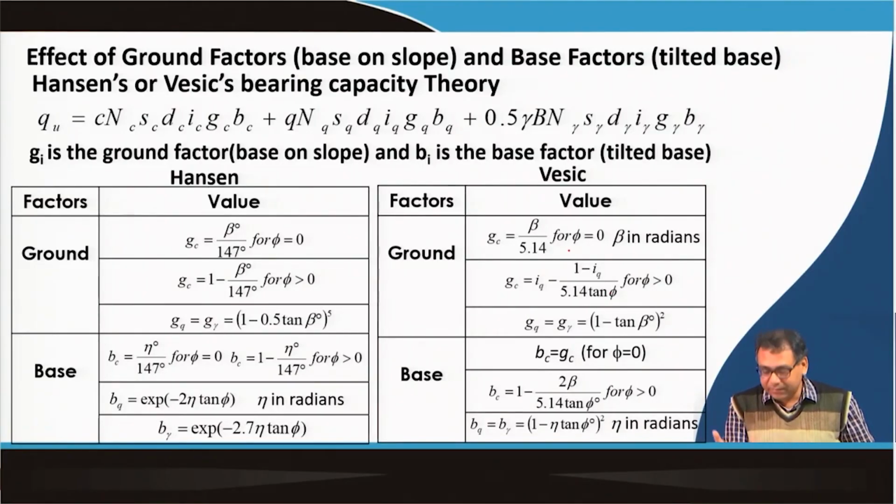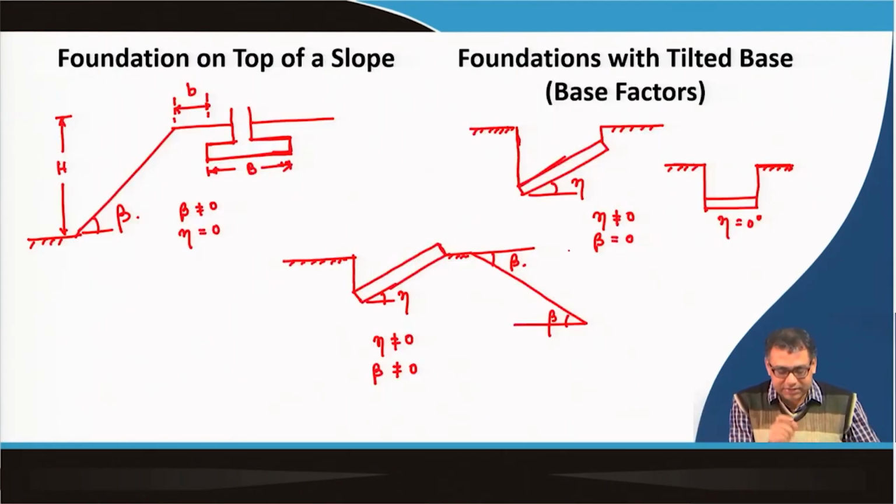That distance is not given there, but Meyerhof has suggested it for when the foundation is resting on a slope, with the distance of the foundation edge from the slope edge. But Meyerhof has not given these tilted base factors. So if you go for the tilted base case, then you have to go only for Basic or Hansen. But if the foundation is on the slope, then you can use either Basic, Hansen, or Meyerhof.